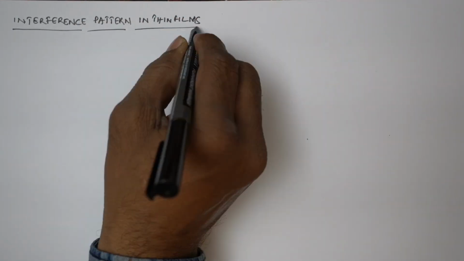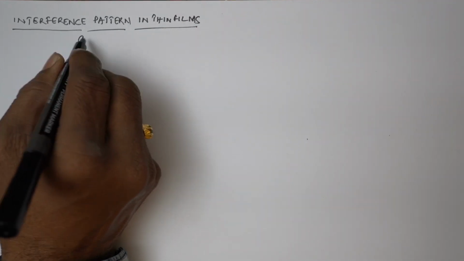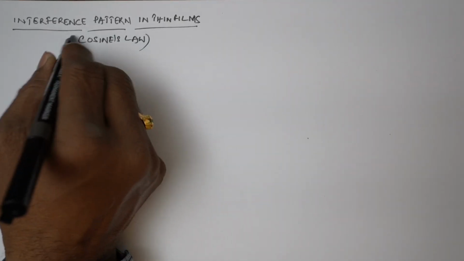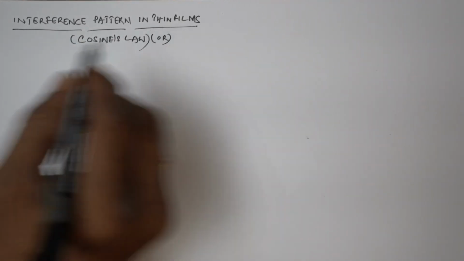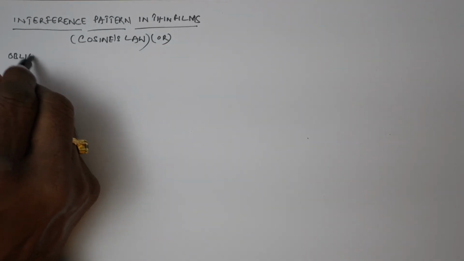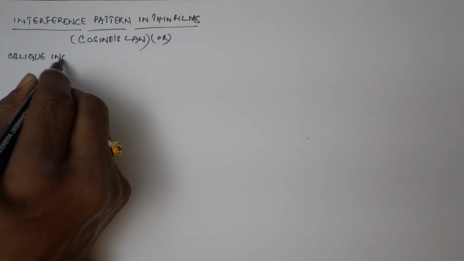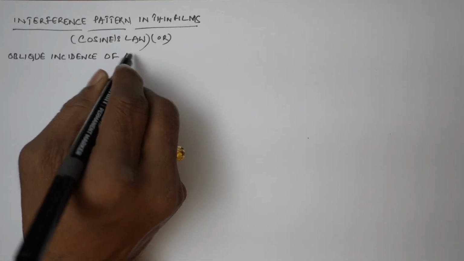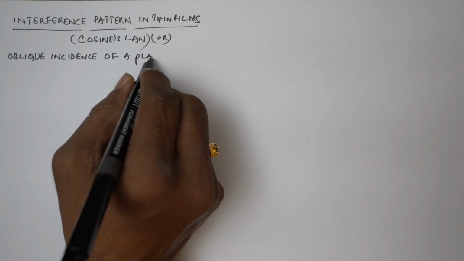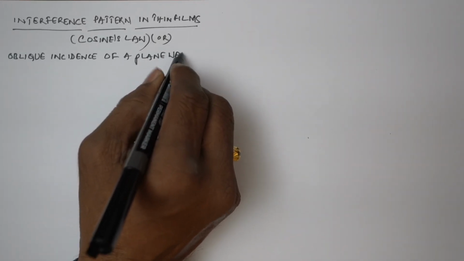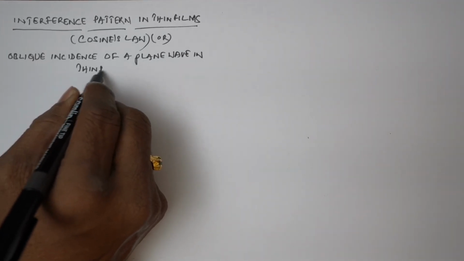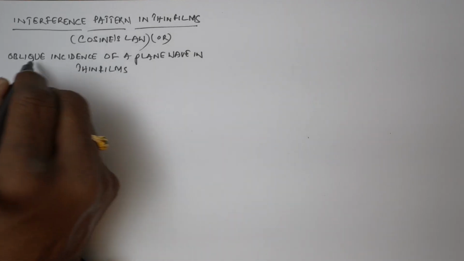The other name for interference pattern in thin films is cosine's law, or oblique incidence of a plane wave in thin films. This is the other name for interference pattern in thin films.